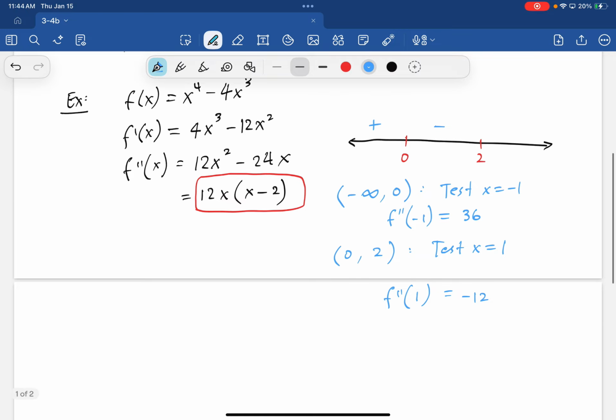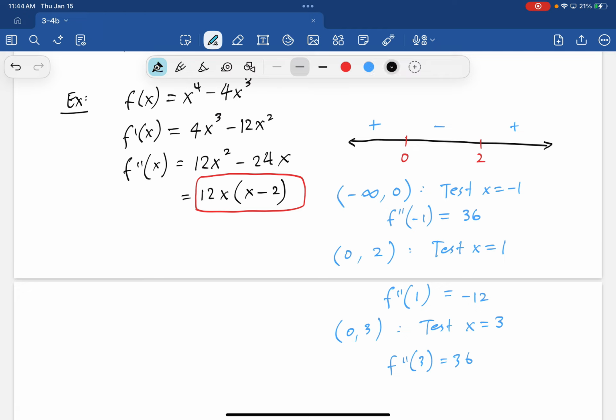And then the third interval, we might test like x equals 3 or something, and that's going to give us positive 36 again. And so the third interval is also positive. Positivity. So that's all we covered up to in the previous class.